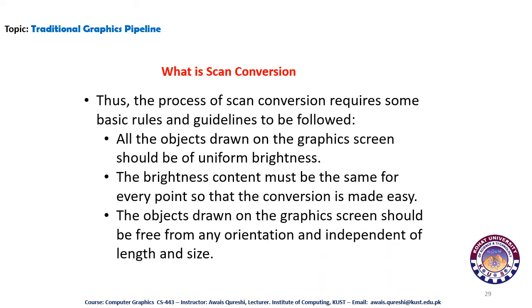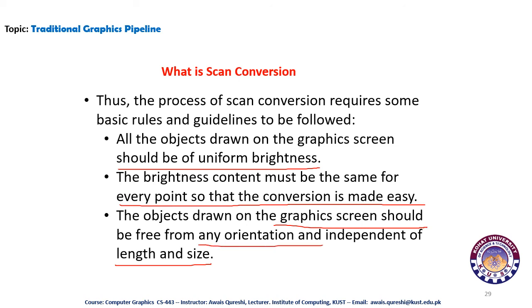Thus, the process of scan conversion requires some basic rules and guidelines to be followed. The first rule says that all the objects drawn on the graphic screen should be of uniform brightness. This is the first requirement. The brightness content must be the same for every point so that the conversion is made easy, because if there is no uniform brightness, then the image will not form on the screen. And the objects drawn on the graphic screen should be free from any orientation and independent of the length and size. So this is the third requirement. As a result, the scan conversion will take place.